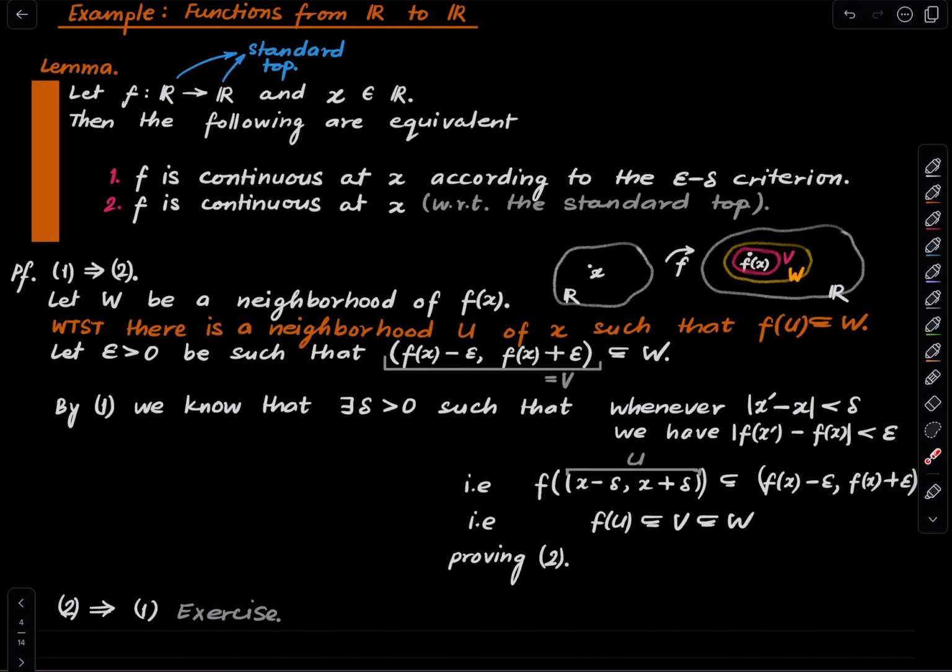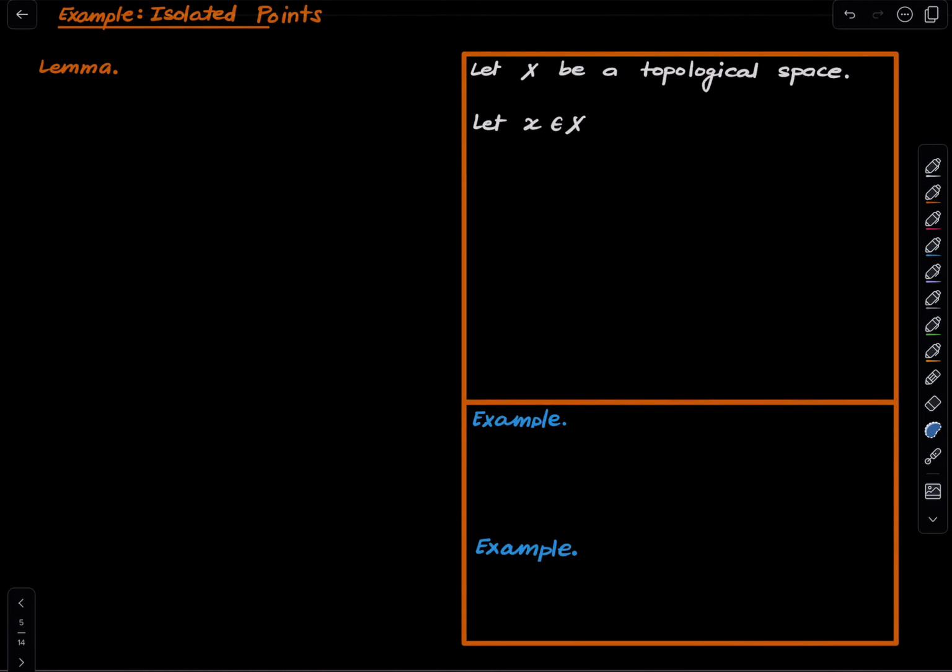Okay, so this is just maybe 1/3 of this lecture. We have a long way to go. So let's now proceed. Okay, so we look at another example via the notion of isolated points, which we will now define.